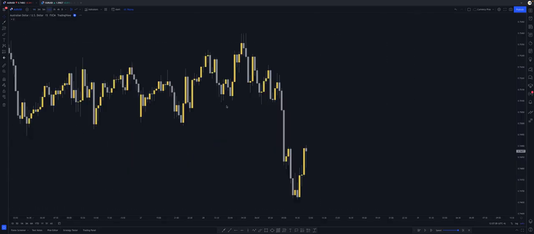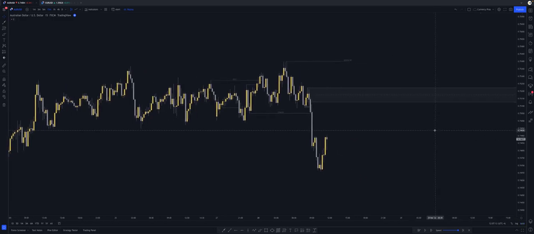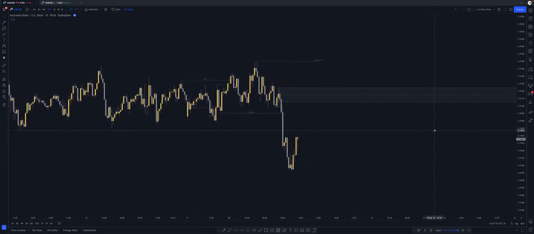Okay, so it's all up to personal preference. For me, I just wanted to mark the higher time frame zone on my own this morning and use the indicator just for the confirmation entry.